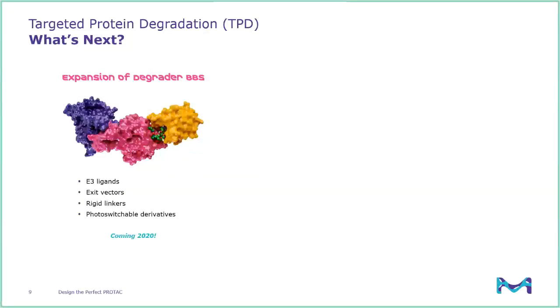So one of the questions we get commonly is what's next, and we know there's a wish list for the PROTACs toolbox. So we're really excited about some of the launches coming out later this year. You'll see degrader building blocks that include new E3 ligands, new exit vectors, some diversity and rigidity in that linker region, as well as some photo-switchable derivatives.